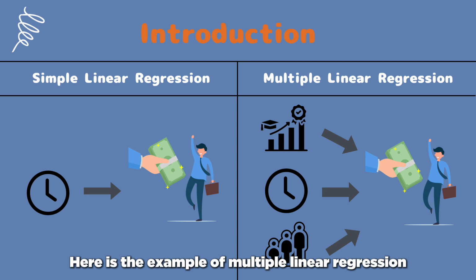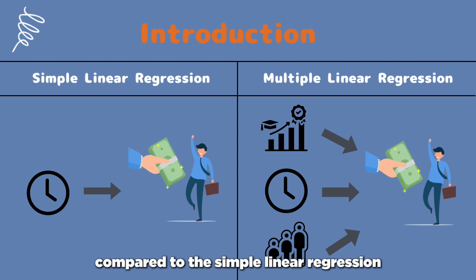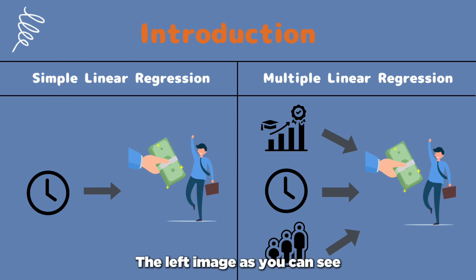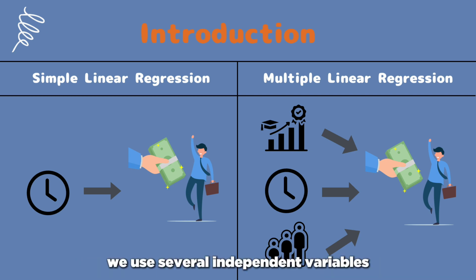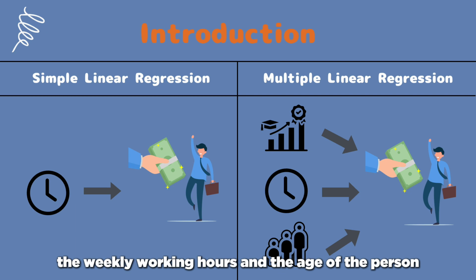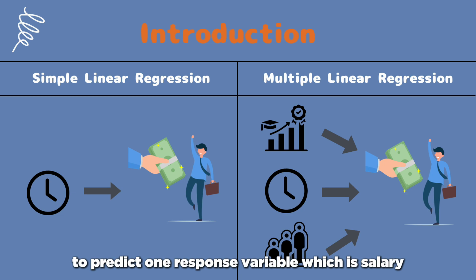Here is an example of multiple linear regression compared to simple linear regression. The left image, as you can see, illustrates simple linear regression, where we predict salaries using only weekly working hours. However, in multiple linear regression on the right, we use several independent variables, such as the highest educational level, the weekly working hours, and the age of the person, to predict one response variable, which is salary.